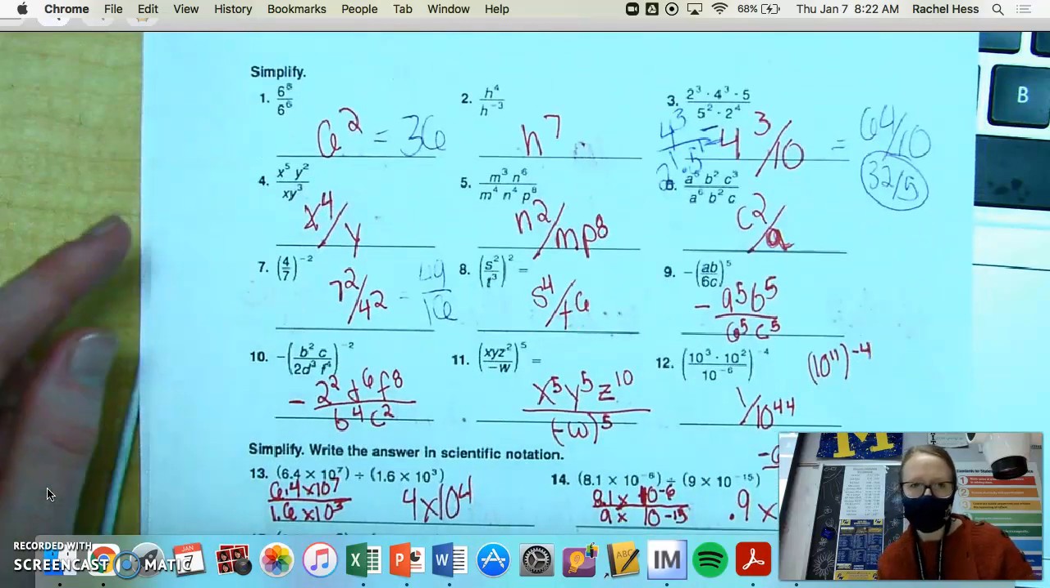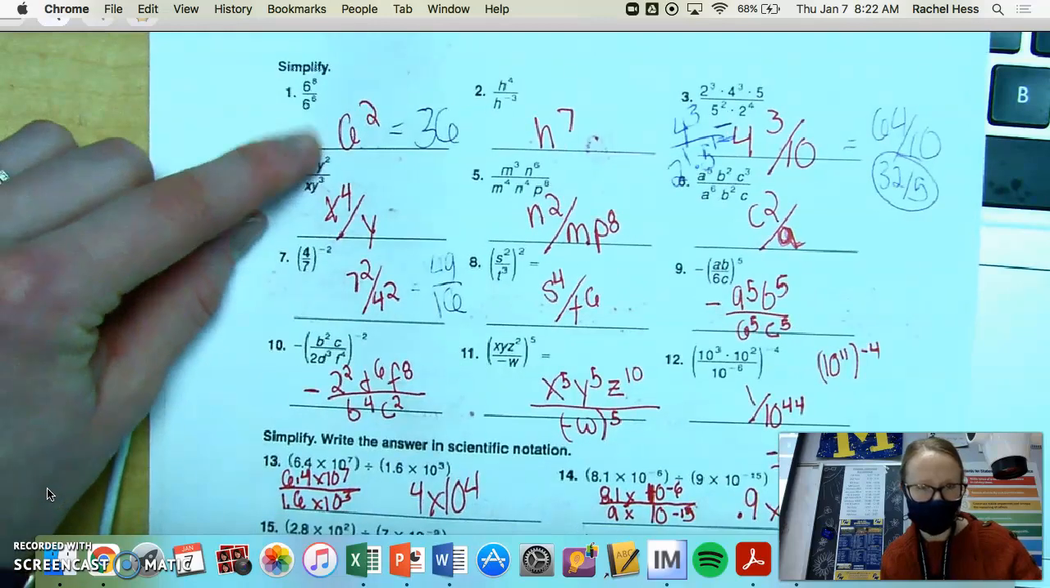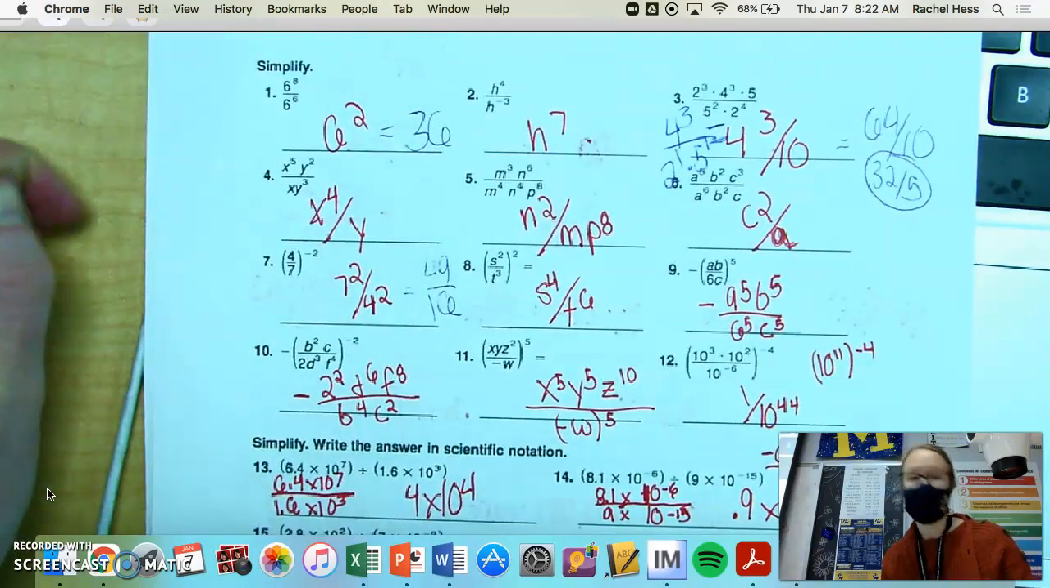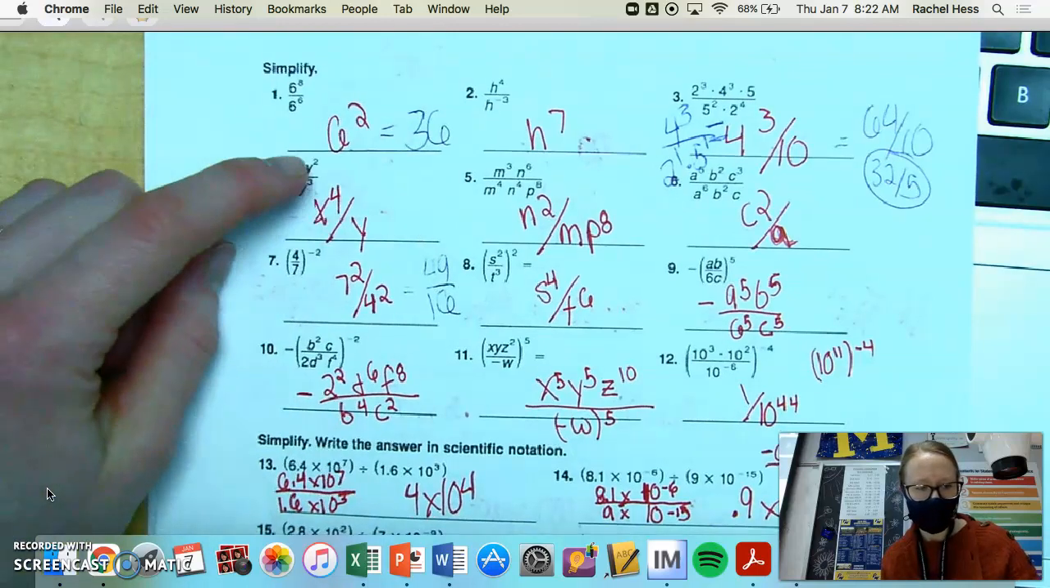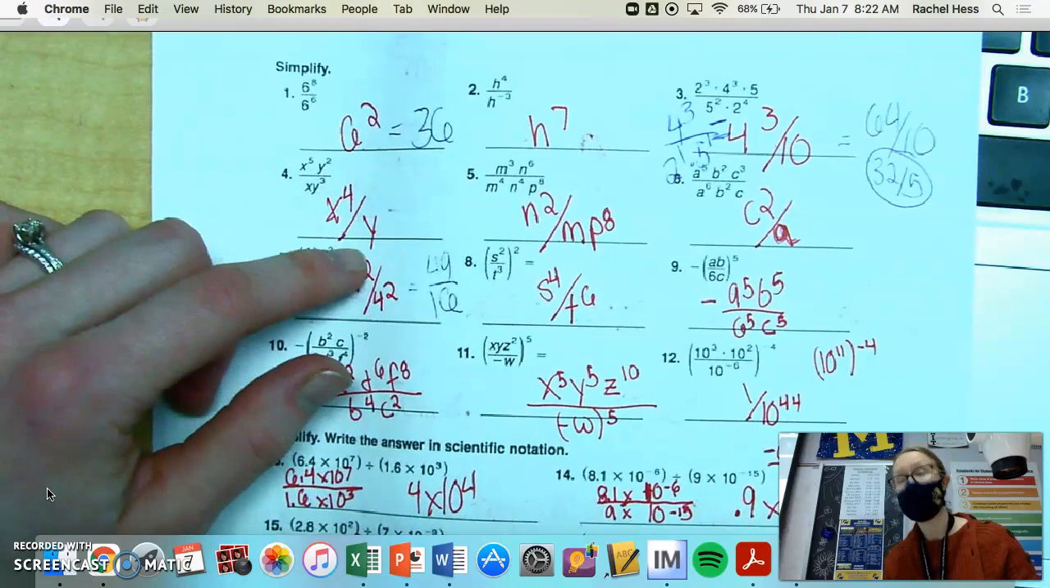What about 4, 5, and 6 where you had to combine those terms? You take an x off the bottom, an x off the top, you're left with 4 x's on the top, right? Same thing with the y's. 2 minus 3 is -1, which is why that y ends up on the bottom.